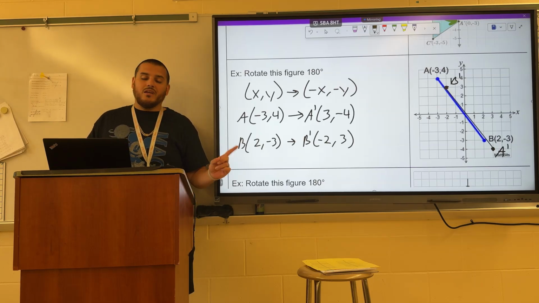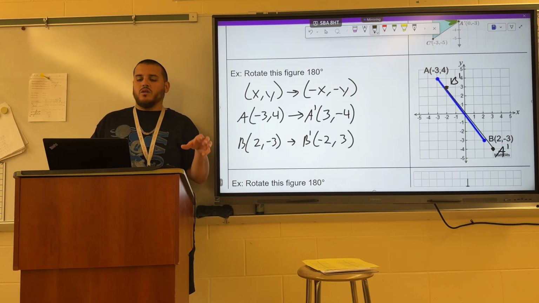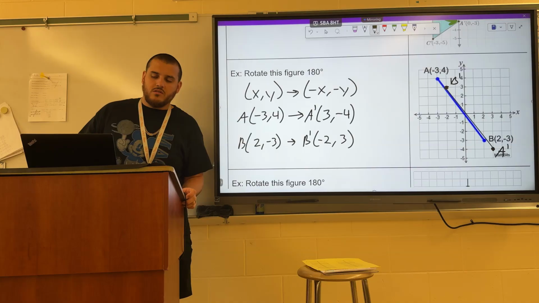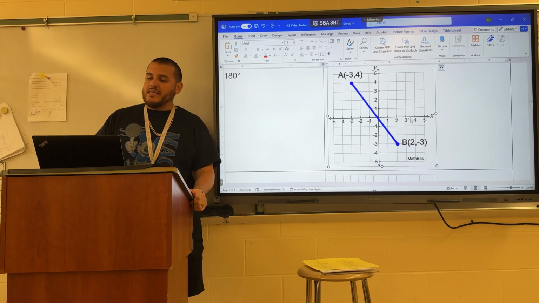It's also common to get it confused with a reflection in y = x or y = -x. So be careful when we're describing these transformations. I'm going to keep showing you by hand here because I think it's easy to do so.